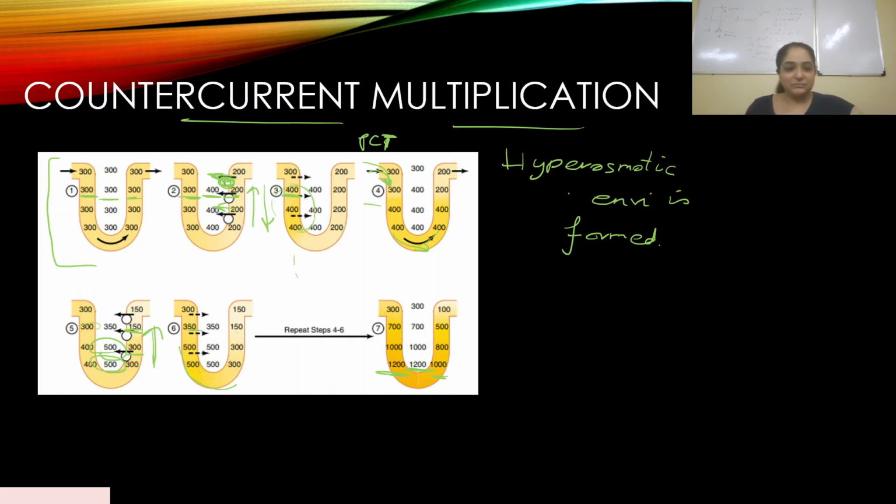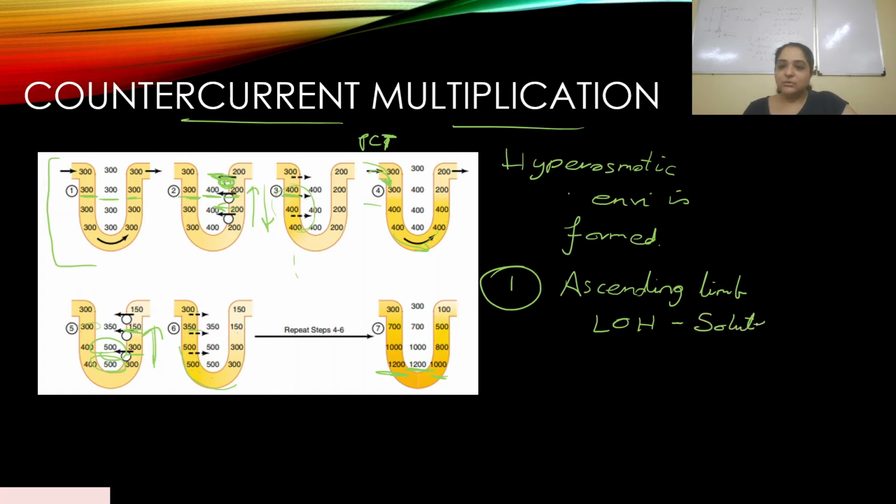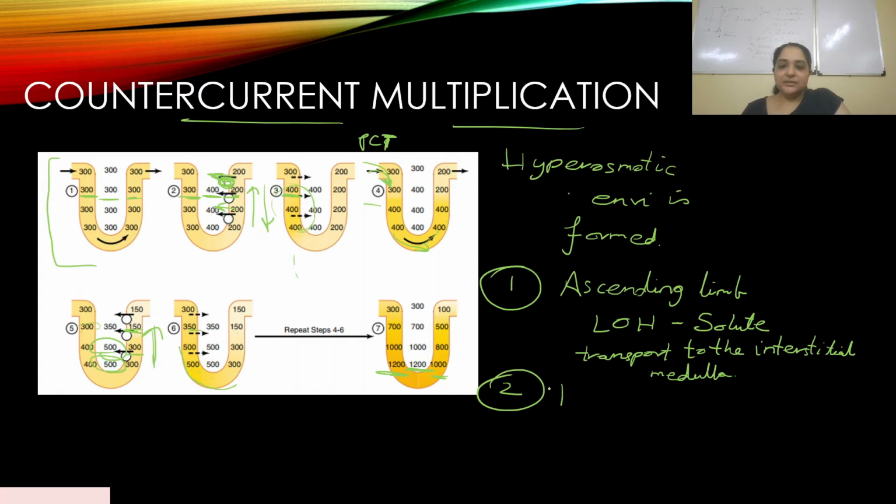The first step, let's say we'll start from the ascending limb of the loop of Henle. The solute transport to the interstitial medulla. That's the first step. Second step, descending limb.